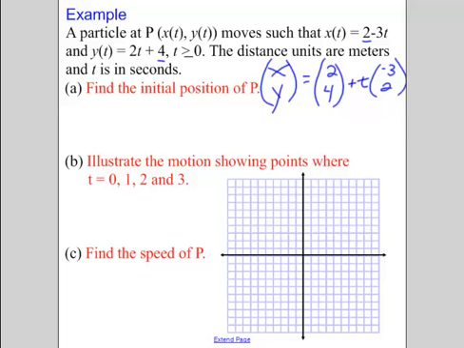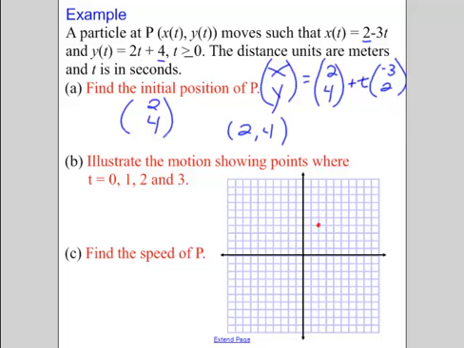My direction vector is -3, 2. My initial point, when I put 0 in for t, is 2, 4. So that's the initial position of point P. I can write that as a coordinate point as well, so we know exactly where that's at. So then I'm able to plot each of these points. So I have this initial point, 2, 4. So when time is 0, it's at 2, 4.